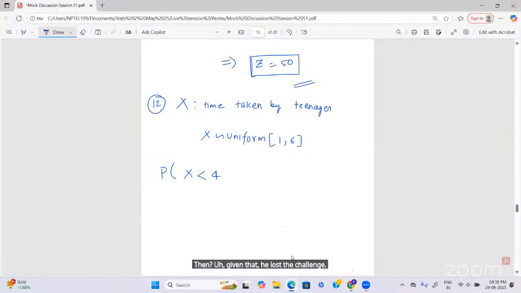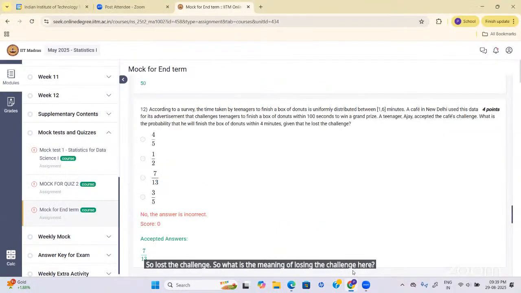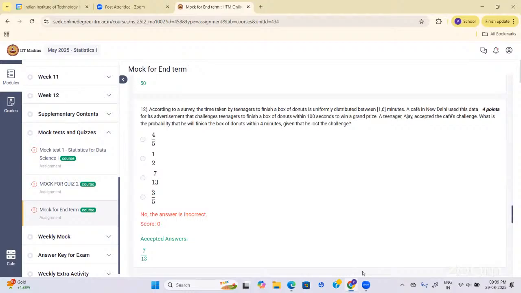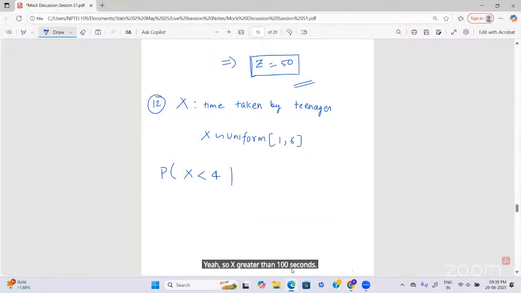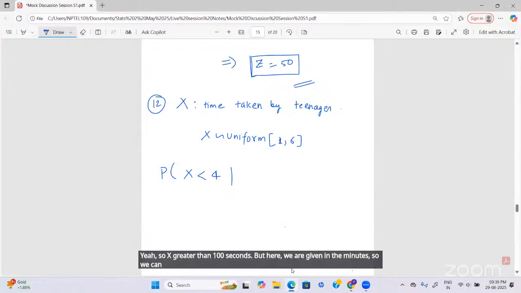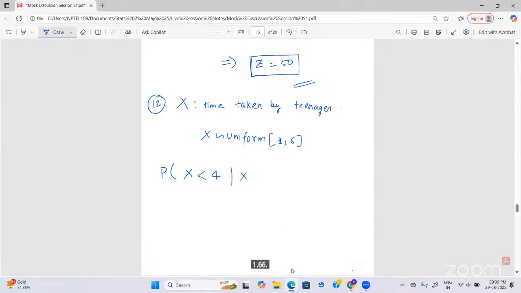So what is the meaning of losing the challenge here? That he could not finish within 100 seconds. So x greater than 100 seconds. But here we are given in minutes, so we can convert all the units. 1.66. Yeah, so x is greater than 100 by 60. I'm just writing it in fraction. So this is something we have to calculate.